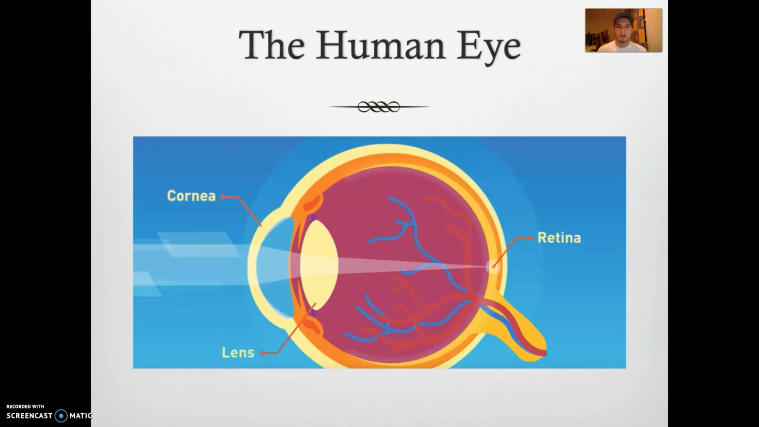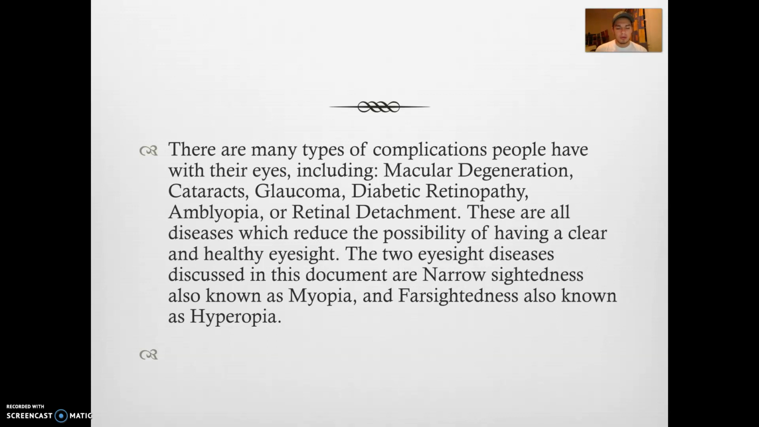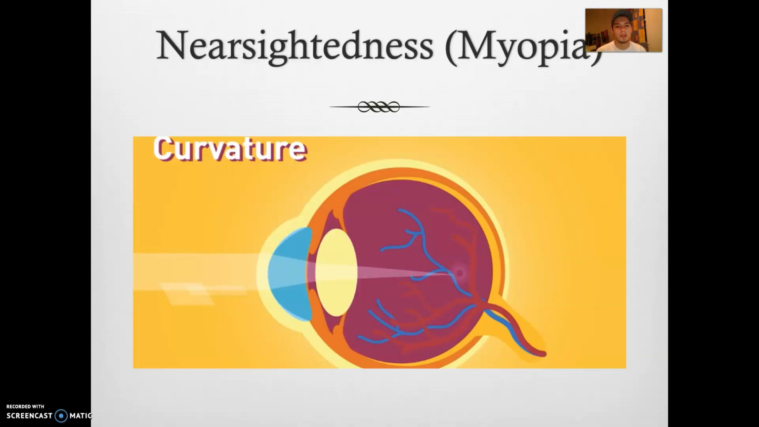We're going to talk about this. There are many complications in eyesight, which include macular degeneration, cataracts, glaucoma, diabetic retinopathy, amblyopia, or retinal detachment. These are all diseases which reduce the possibility of having a clear and healthy eyesight. The two eyesight diseases discussed in this document will be narrow-sightedness, also known as myopia, and farsightedness, also known as hyperopia.